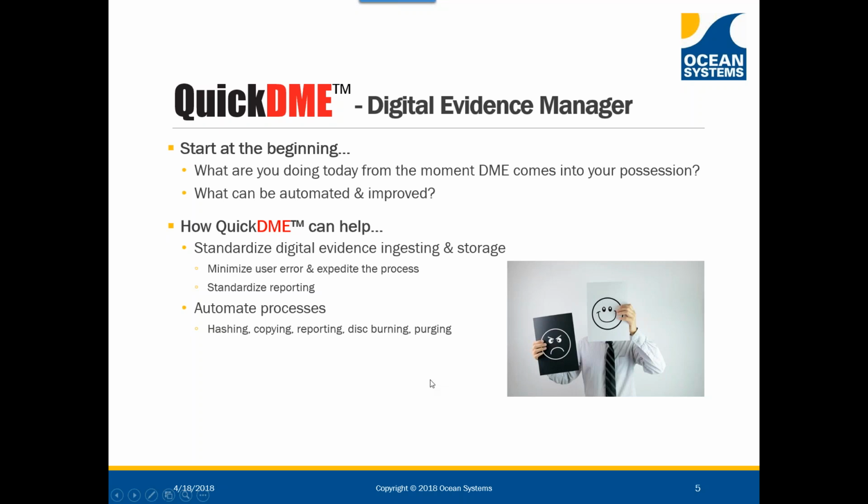Hashing, copying, reporting, disk burning, purging, even automatic purging for non-evidence items such as in-car or body-worn. If our policy is, hey, we purge in-car every 90 days, or we purge the body-worn every 90 days, then we can have the system automatically do that, audit that, and keep an audited log of when that data was purged.